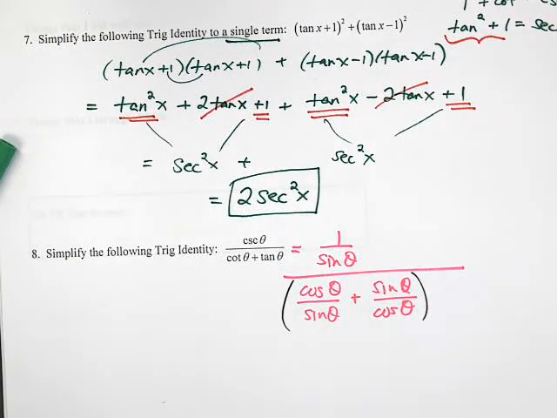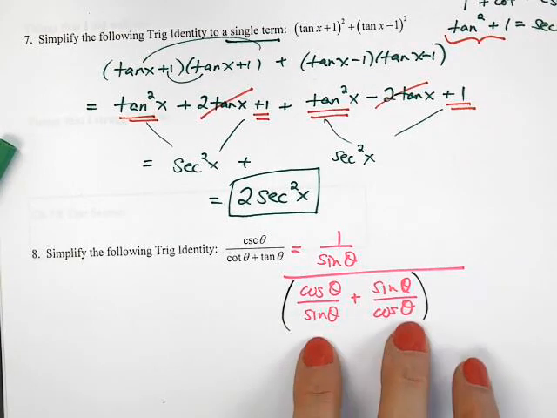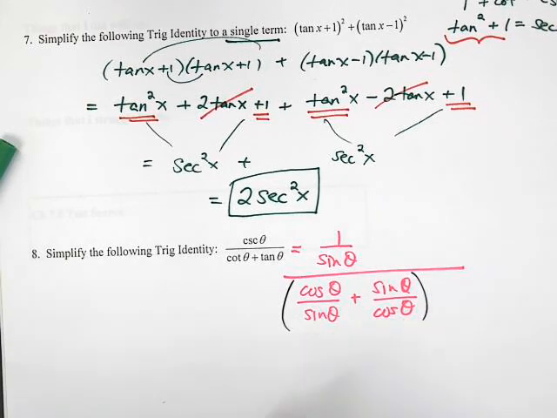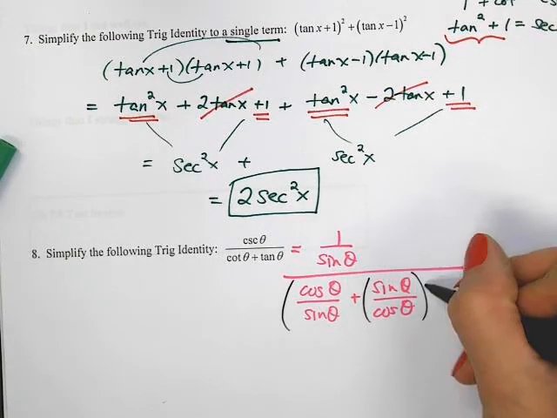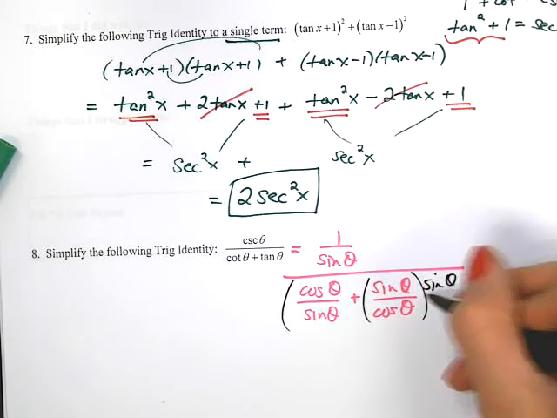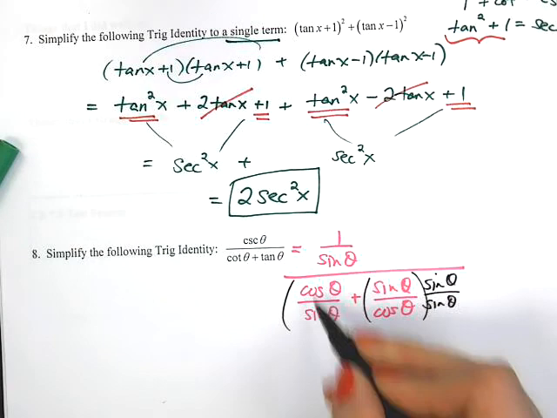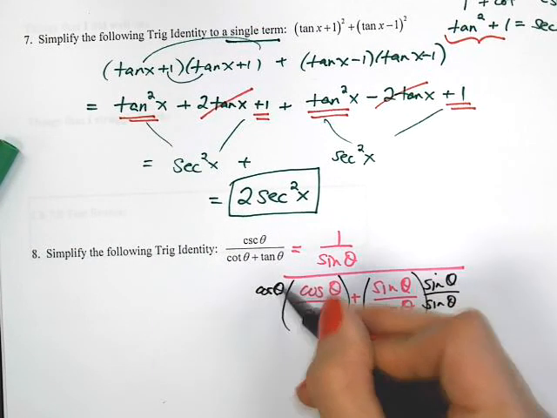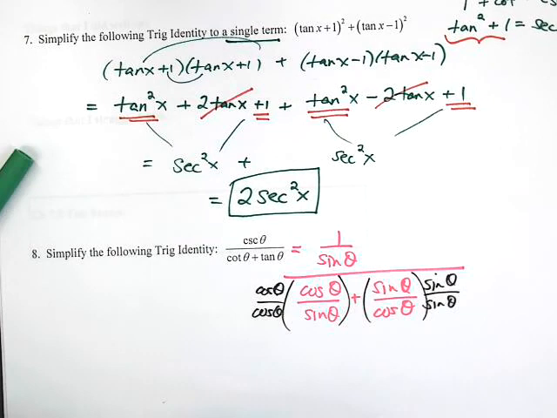But I do see here that we have fractions. So to add fractions, we are going to have to make a common denominator. So let's multiply this one here by sine of theta over sine of theta. And let's give this fraction here cosine theta over cosine theta.